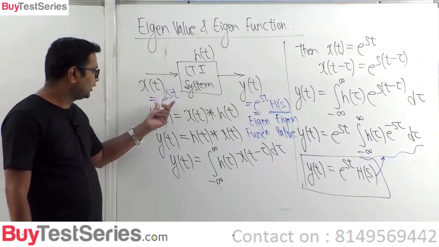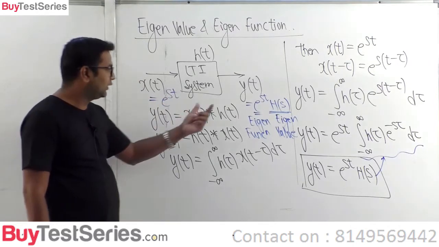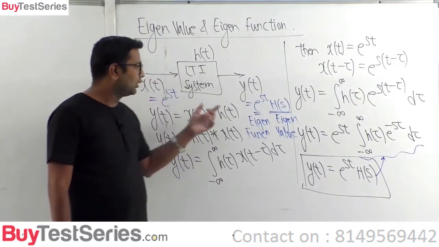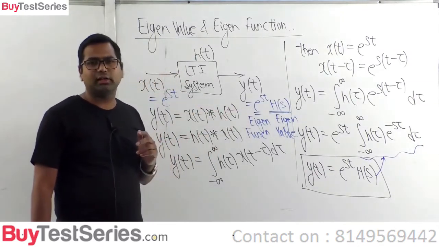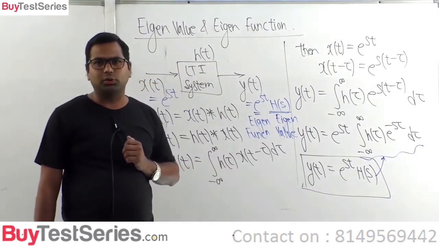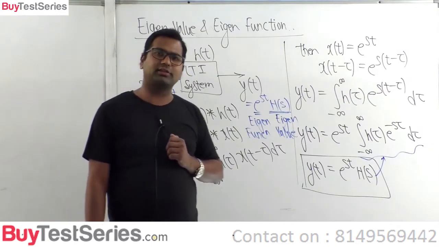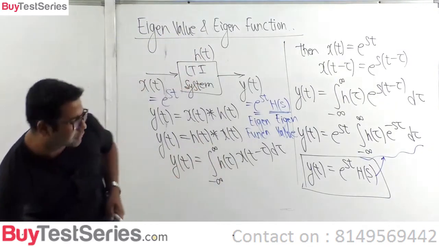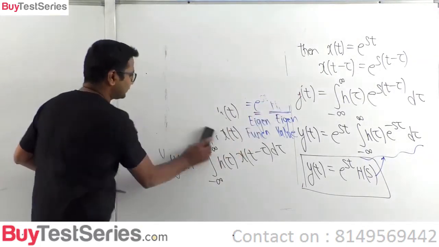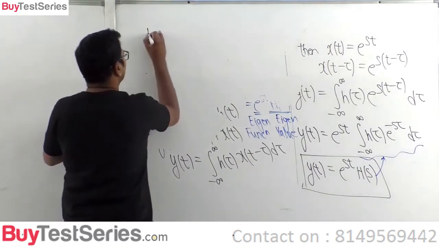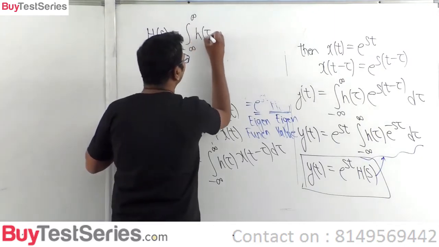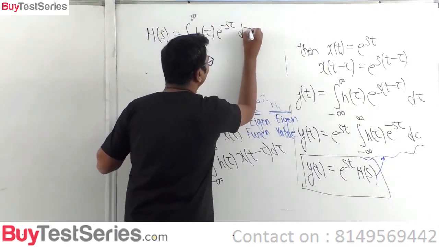Therefore, since a function e raised to st is applied at the input, we get e raised to st at the output. Such functions which when applied to the input appear as it is in the output are called eigenfunctions. And this function is multiplied by capital H of s at the output. Therefore, capital H of s is called the eigenvalue. If we focus on the eigenvalue H of s, it can be expressed as the integral from minus infinity to infinity h of tau e raised to minus s tau d tau.